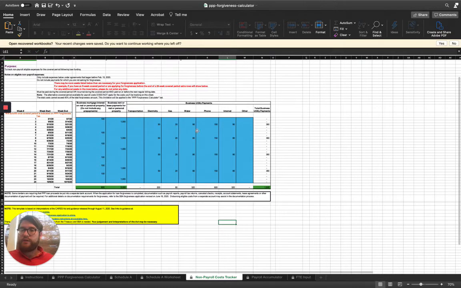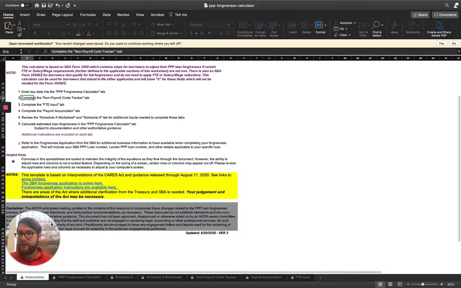So now we've put in everything here. And so it tells us what our total for mortgage write-off is, our total for interest, our total for rent and lease, and our total for utilities. So now we're going to move to step 2, and that's going to be the FTE input tab.